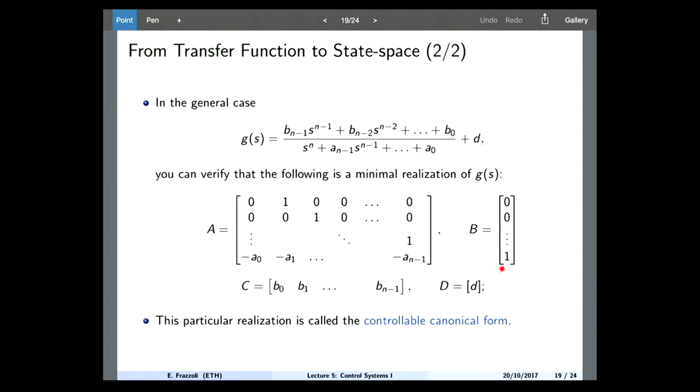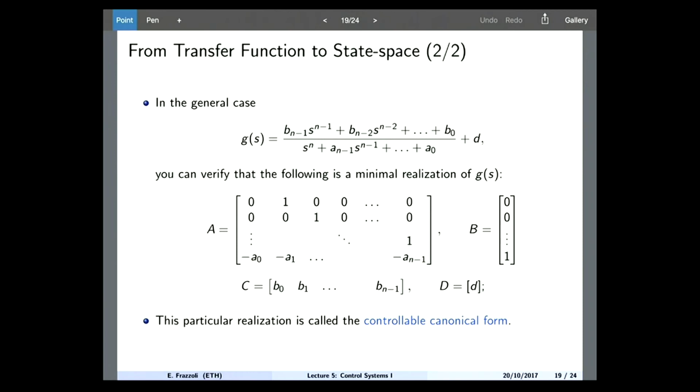The B matrix, you set it to all zeros except for a 1 at the bottom. The C matrix is actually containing all the coefficients of the numerator, okay? And D is whatever D you have here. You can do the calculations if you really want, and you can verify that given this realization, the transfer function is exactly what we want, okay? Is exactly this one, okay?